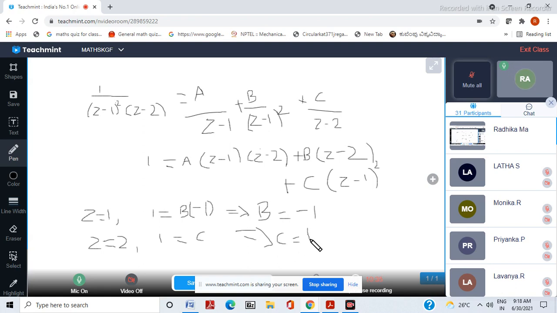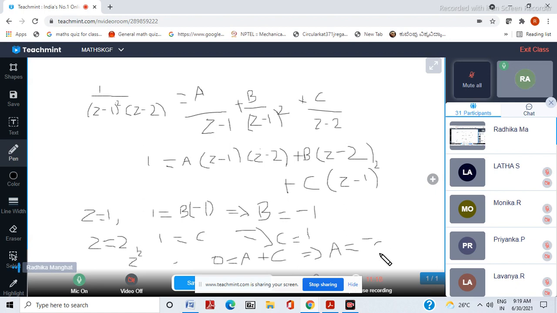Now one more, A, we should get. For that what can we do? Compare coefficients of Z square. Left hand side has no Z square term, so it is 0, equal to A Z square plus C Z square. Then A plus C is 0, which means A equal to minus C.